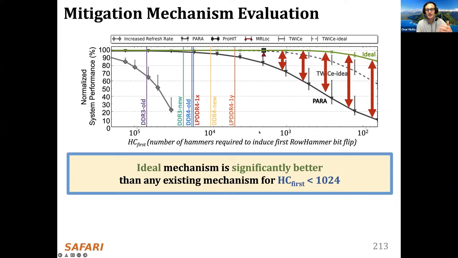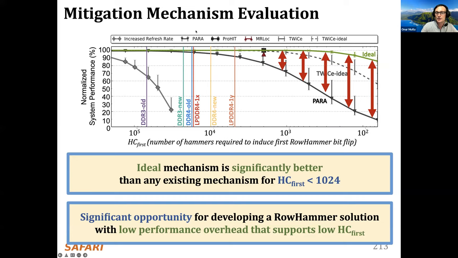Basically, we evaluated a bunch of mitigation mechanisms that were published until 2020. One of them is Para. Two of them are based on Para, MRLoc and ProHIT. And one of them is different from Para, increased refresh rate. So you can see on the x-axis, we see the number of hammers required to induce the first RowHammer bit flip. As you go from left to right, technology is scaling down to smaller technology nodes, denser DRAM chips. And this is the normalized system performance impact of the solution that we examined.